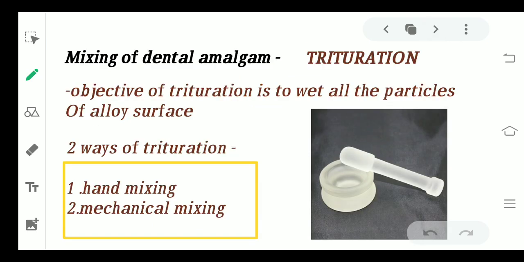Moving ahead, what is the basic rule or what is the basic method or procedure of mixing dental amalgam in clinics? So the basic procedure, the very first step we have is trituration. Okay, this is the first step of mixing of amalgam, that is trituration.